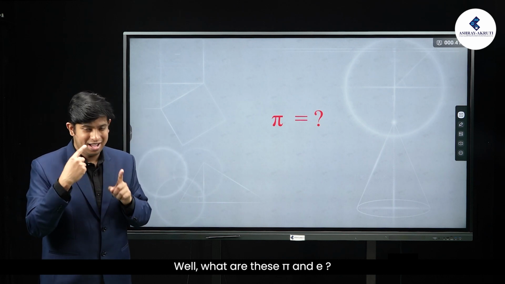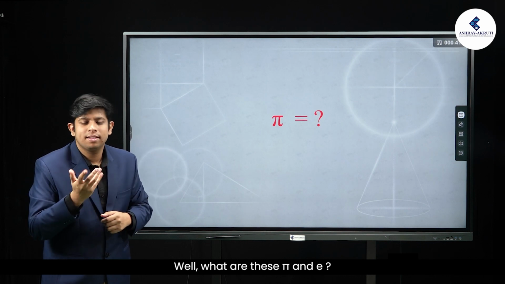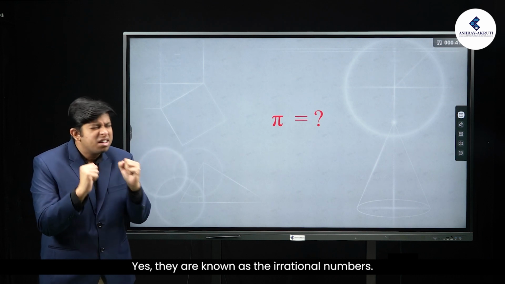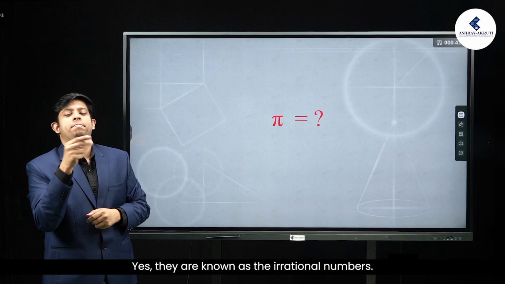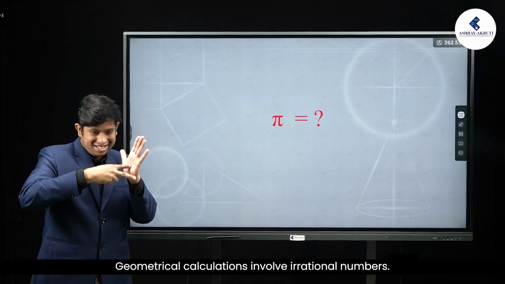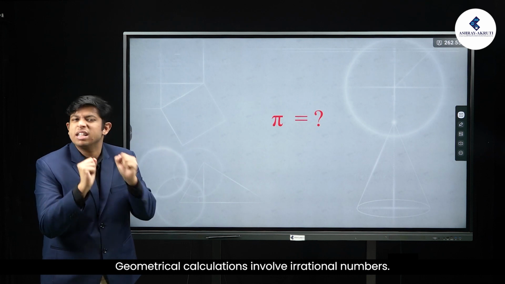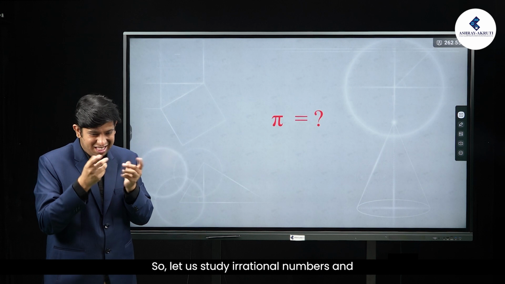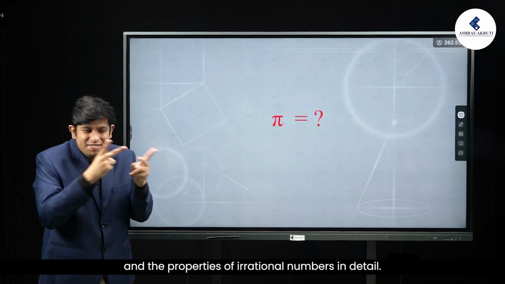Well, what are these pi and e? Yes, they are known as the irrational numbers. Geometrical calculations involve irrational numbers. So, let us study irrational numbers and the properties of irrational numbers in detail.